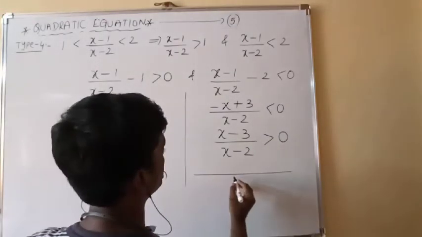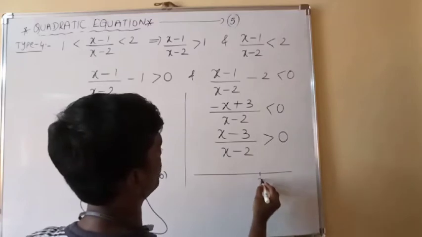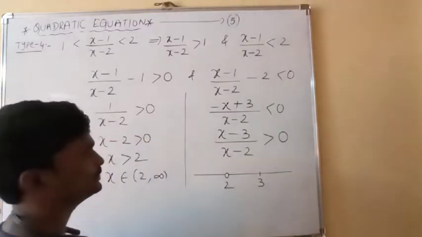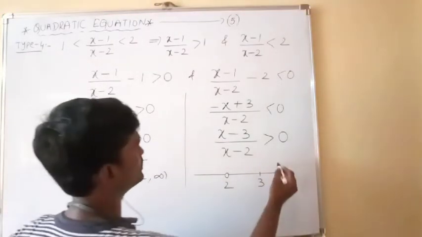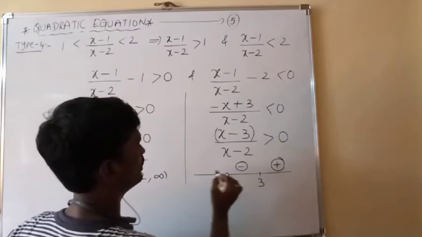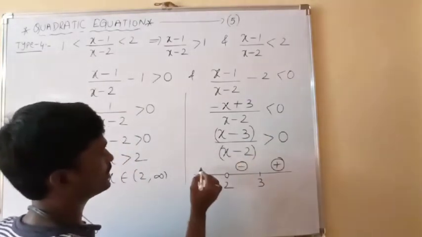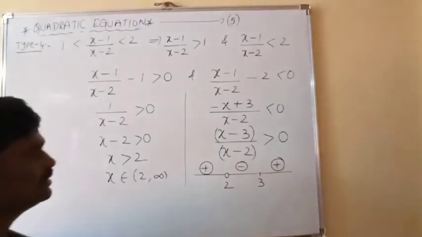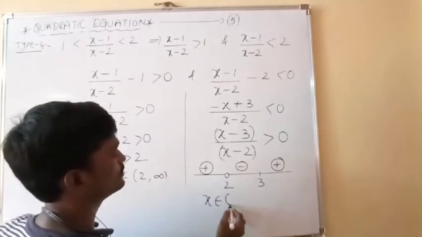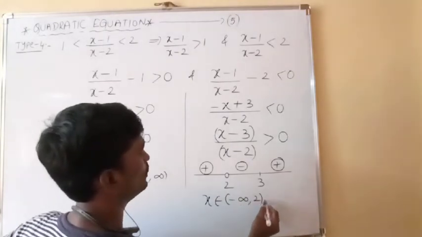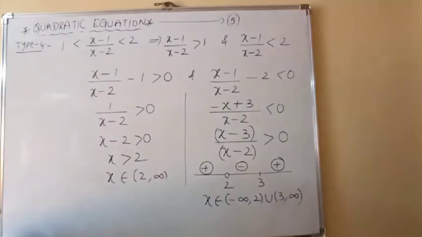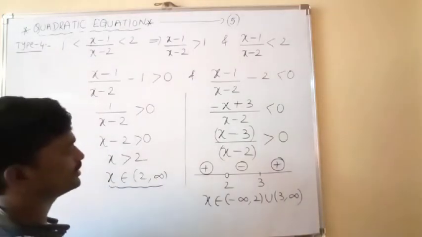The numerator is equal to 0 when x is 3. The denominator is equal to 0 when x is 2. Always plus sign on the right, (x minus 2) to an odd power so the sign changes, and next, (x minus 3) to an odd power, again the sign changes. So (x minus 3) by (x minus 2) is positive when x belongs to (minus infinity, 2) union (3, infinity). According to the first, we got x belongs to (2, infinity).